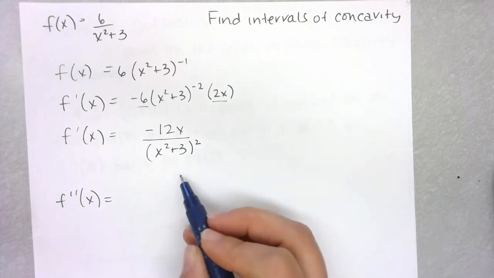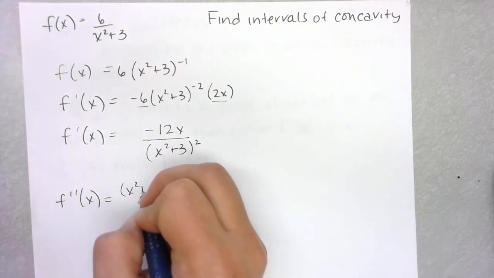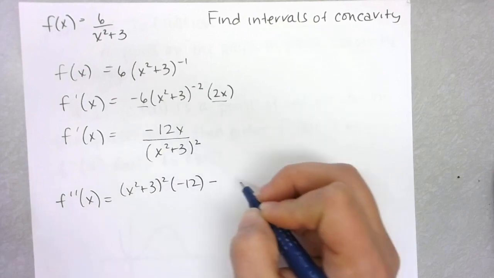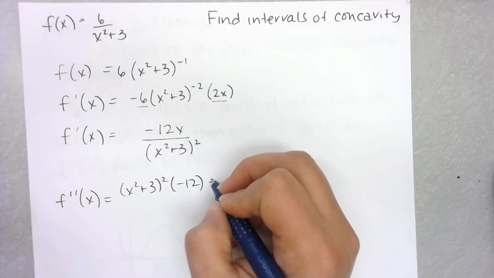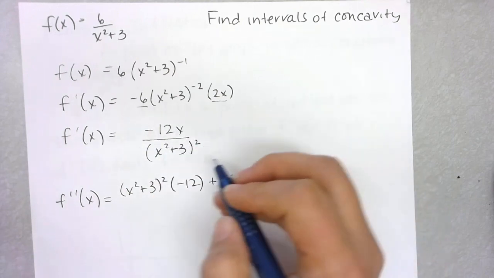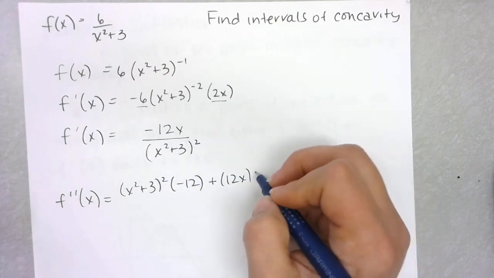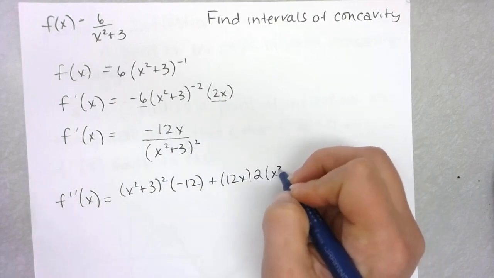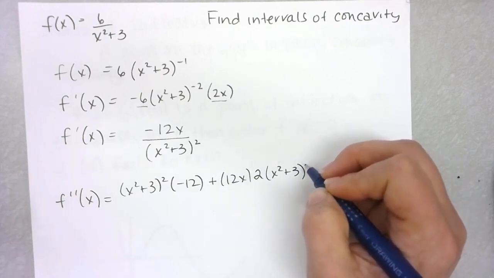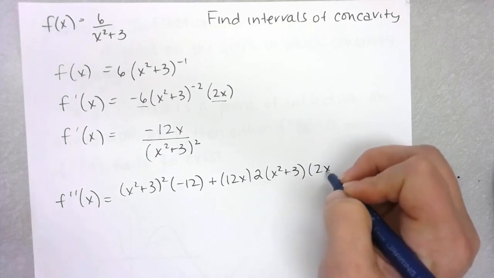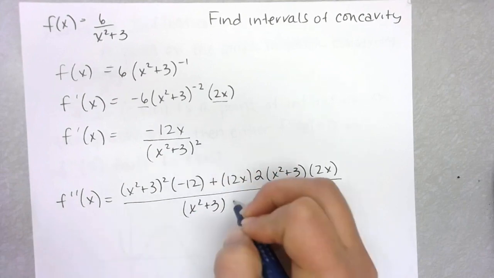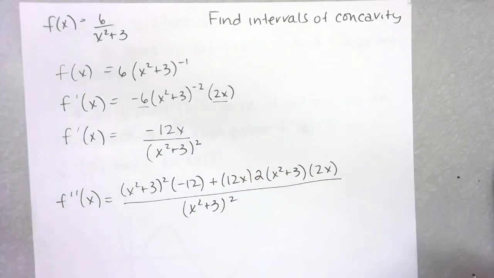So my second derivative will be the bottom. So I have x squared plus 3 quantity squared times the derivative of the top, which is minus 12, then minus the reverse. So this will actually become plus times 12x because I have a minus minus, so I just changed my sign there. And now I need the chain rule for this piece. So that would be 2 times x squared plus 3 to the first power, which I'm not going to write since it's the first power, times the derivative of the inside, which is 2x, over x squared plus 3 quantity squared. Okay, lovely, right?